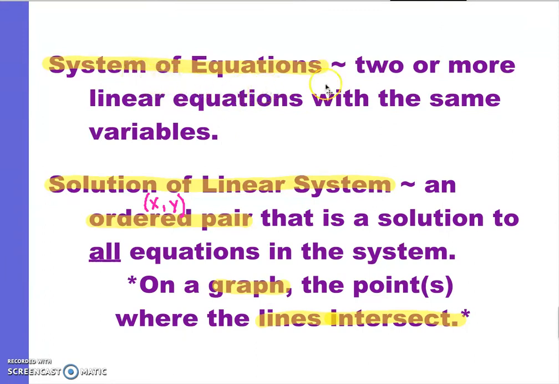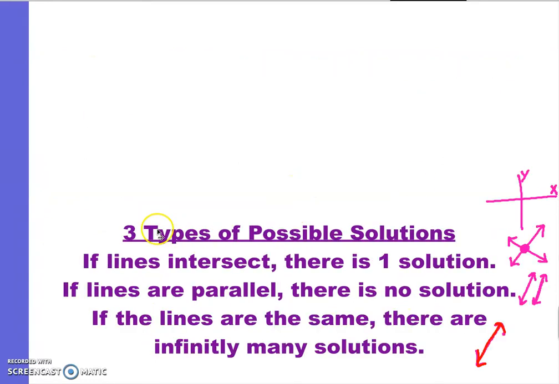So a system of equations is two or more linear equations with the same variables. A solution of a linear system is an ordered pair that is a solution to all the equations in the system. On a graph, it's the points where the lines intersect. There are three types of possible solutions. Just intersecting lines, they're going to have one solution. If they are parallel, they will never intersect, so therefore there's no solution. And if it graphs to be the same line, there are infinitely many solutions.